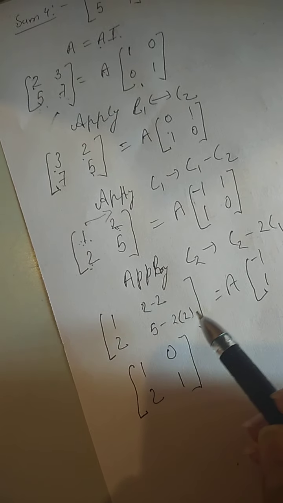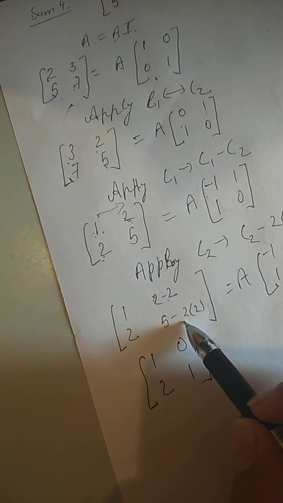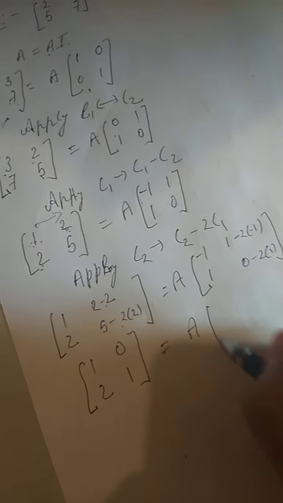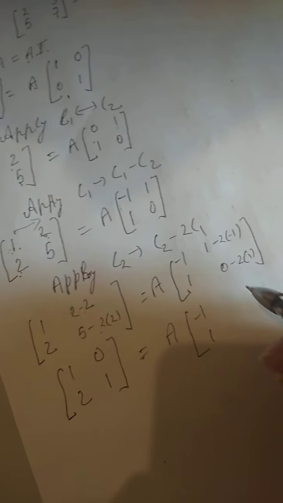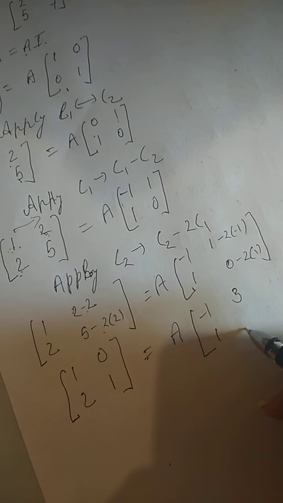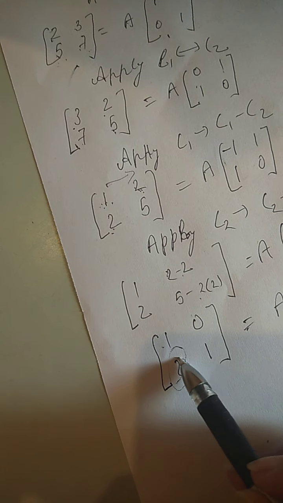So in one operation only we have made this element 0, and here the element has become 1, and on this side we will get no change in column 1. 1 minus minus 2 will become 3, and here we are getting minus 2, right? We have now 1 0, this is 1. The only thing is we have to make this element 0, right?